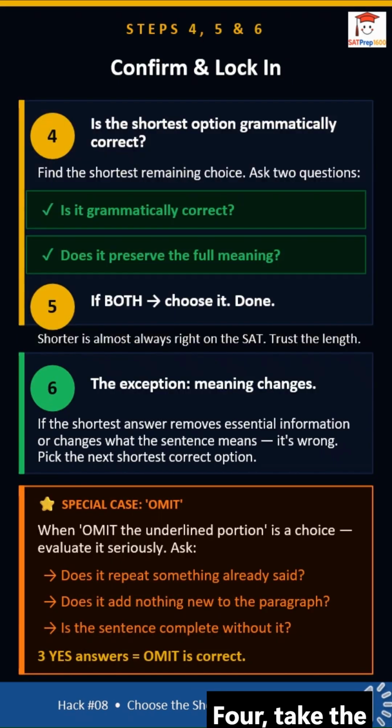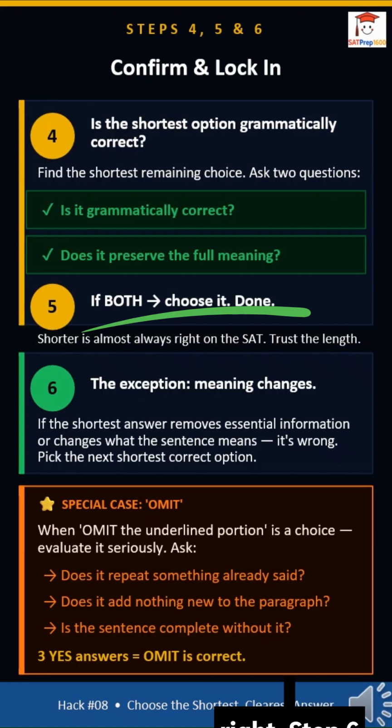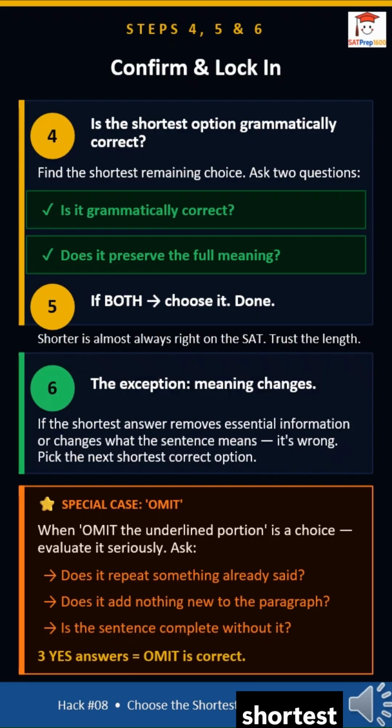Step 4. Take the shortest remaining choice and ask 2 questions. Is it grammatically correct? And does it preserve the full meaning? If both answers are yes, that's your answer. Step 5. Trust the length. Shorter is almost always right. Step 6. The exception. If the shortest answer removes essential information or changes what the sentence means, it's wrong. Go to the next shortest.